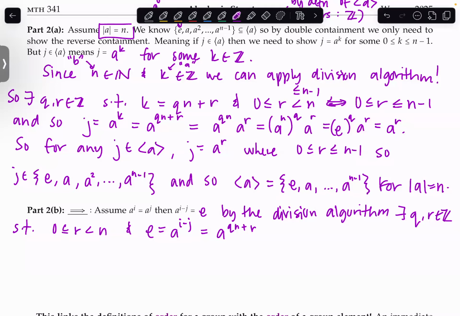Right, just as before, where I was using my power k and I was using my order n, I can do the same thing here, but now my power is i minus j. So I can rewrite that i minus j integer in terms of my n value. Okay, and in the same way we saw last time, that a to the qn part is going to disappear.